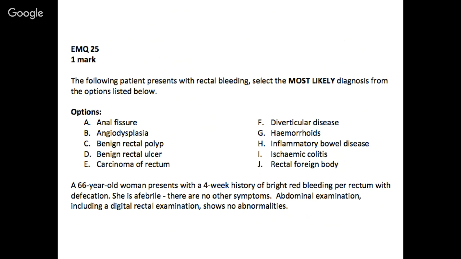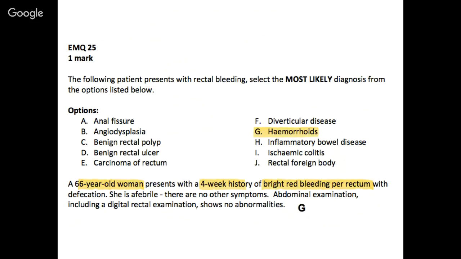Yell it out when you know it. Someone said E. No, I said A. Okay, it's G. The reason it's hemorrhoids, sometimes they're not painful. The reason it's not anal fissure is anal fissures are excruciatingly painful. And bright red bleeding per rectum is very characteristic of hemorrhoids. Hemorrhoids you don't feel on a digital rectal exam, unless they're thrombosed and prolapsed, but if they're normal, you wouldn't feel them.